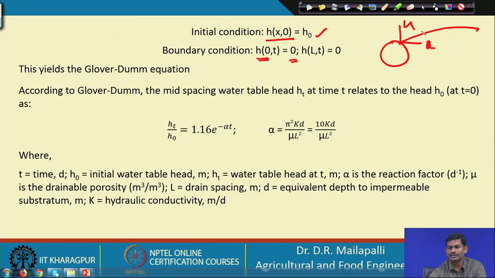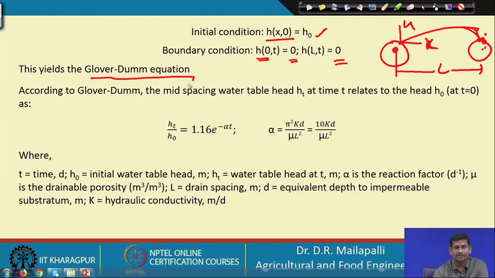Suppose here you have x and h. When x equal to 0, h is 0, and suppose you have another drain at length L. So, h is equal to h of L, t, and here also h is equal to 0. In both cases, drain number 1 and drain number 2, the h will be 0, that is the meaning. So, this yields the Glover-Dumm equation.